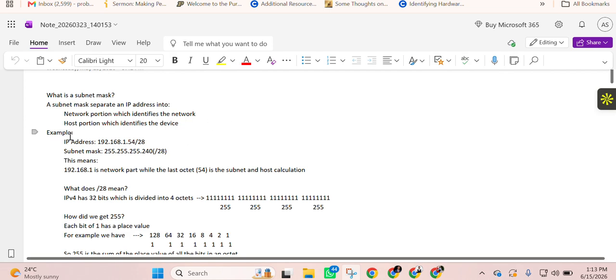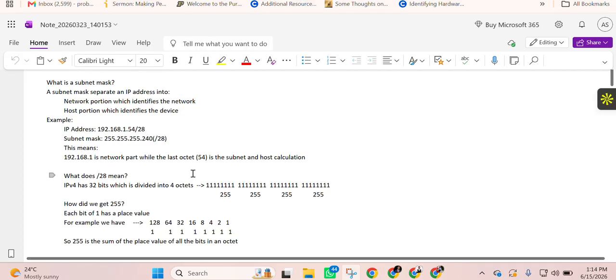So these are the two portions into which a subnet mask is divided. Now let's use this example. Like I mentioned earlier, we have an IP address of 192.168.1.54/28. Now the subnet mask of this IP address would be 255.255.255.240/28. I'm going to explain how we came about the 255. Let's continue with the video. Now, this means that 192.168.1 is the network part, while the last octet, the 54, is the subnet and host calculation.